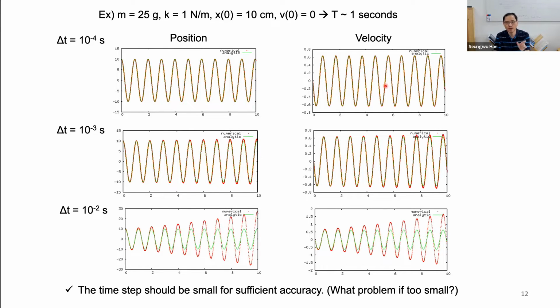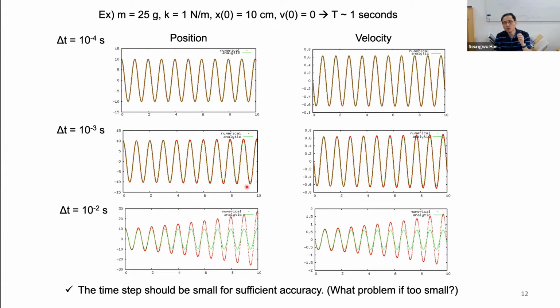Now you increase the delta t by 10 fold and use 10 to the minus 3 second. Then initially it looks reasonable, but then the error becomes larger. Then you increase further by 10 fold, 10 to the minus 2 second. In this case, after 2 or 3 vibrations, the error is noticeably larger, and it becomes larger and larger. So from here we can see that in order to obtain an accurate numerical result, the delta t should be small enough.